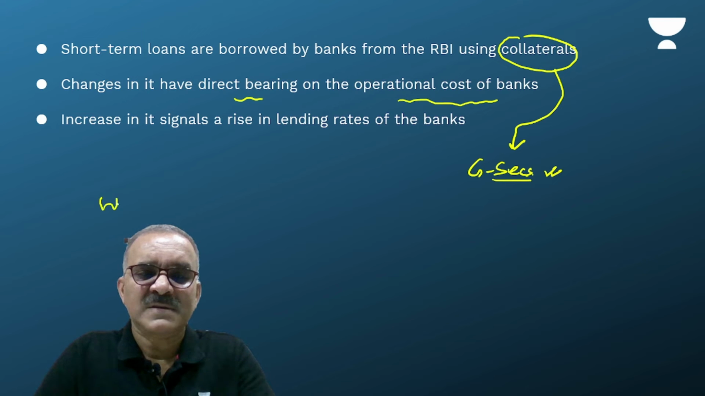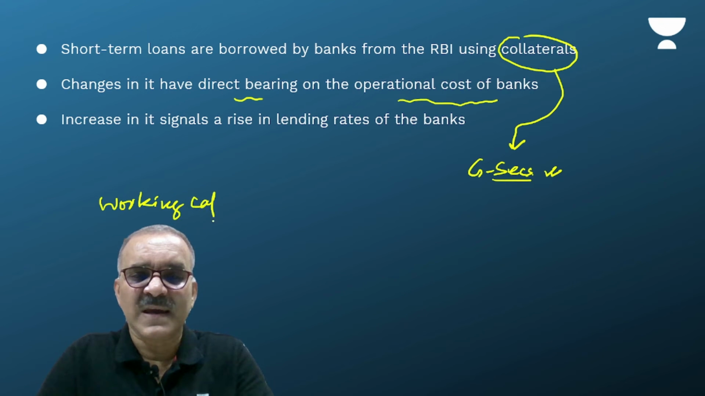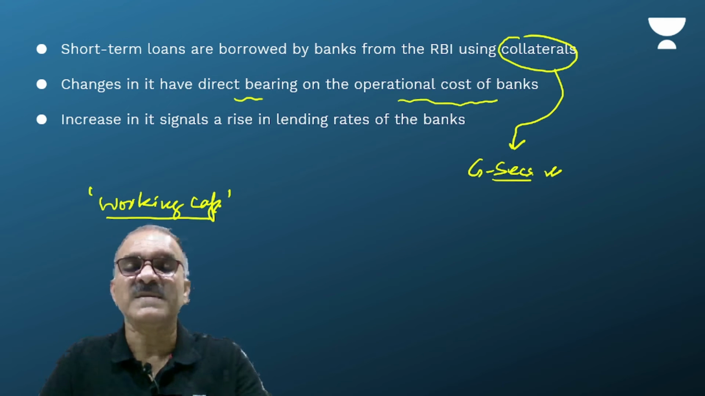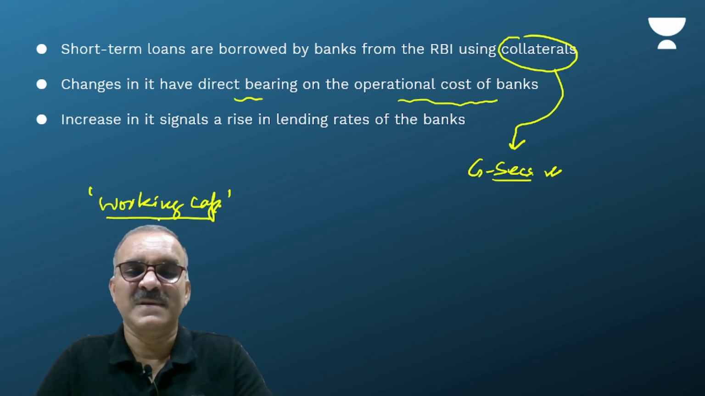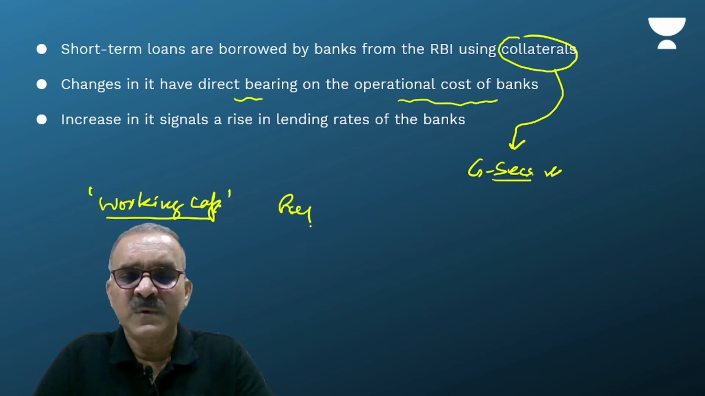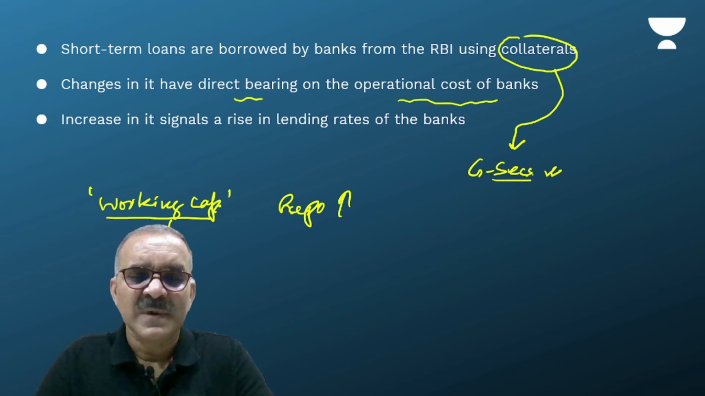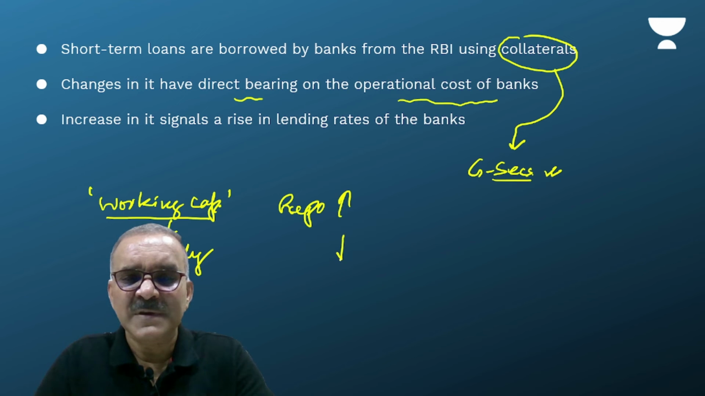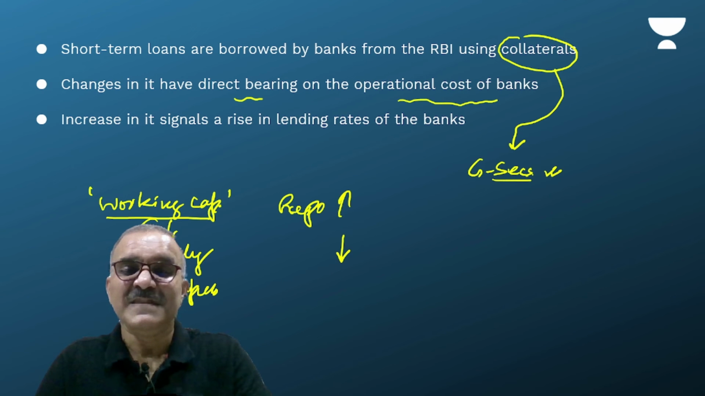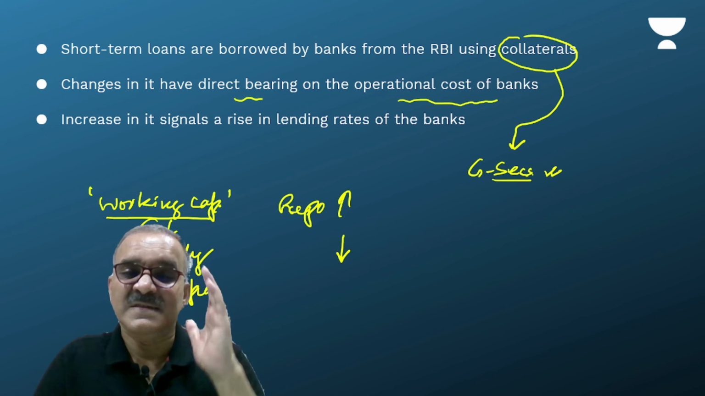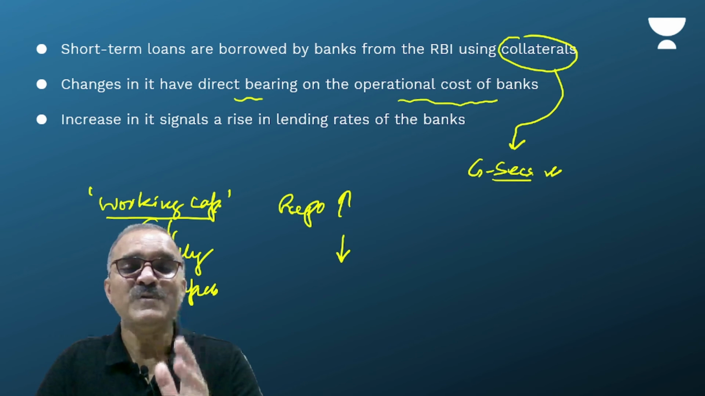Why? Because banks manage working capital by borrowing money from this market, that is the repo market, also known as repo window or repo route. We call it differently depending upon what you want to show. So banks borrow working capital using this window. Suppose repo rate has been increased, the working capital becomes costly. Suppose repo has been decreased, the working capital becomes cheaper. As operating costs of banks become costlier or cheaper, banks are forced to change the interest rates which they are charging on existing loans and the loans which they will offer in future.